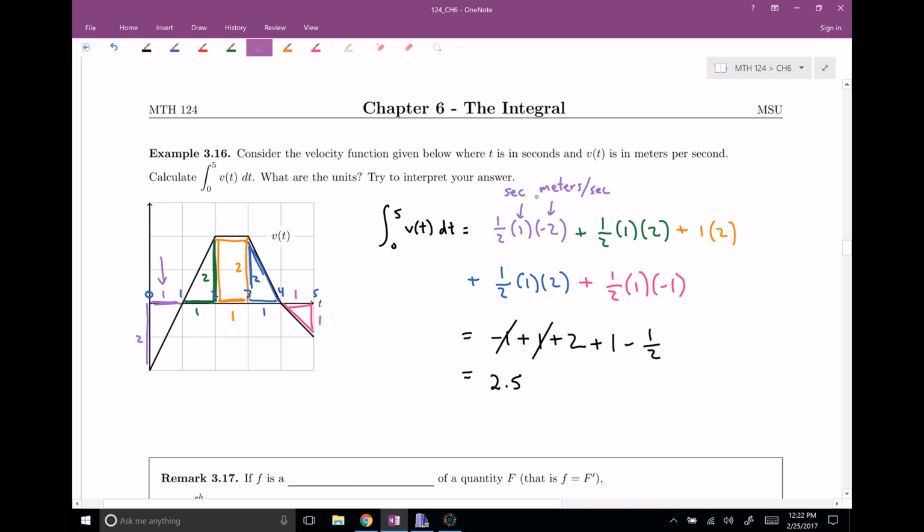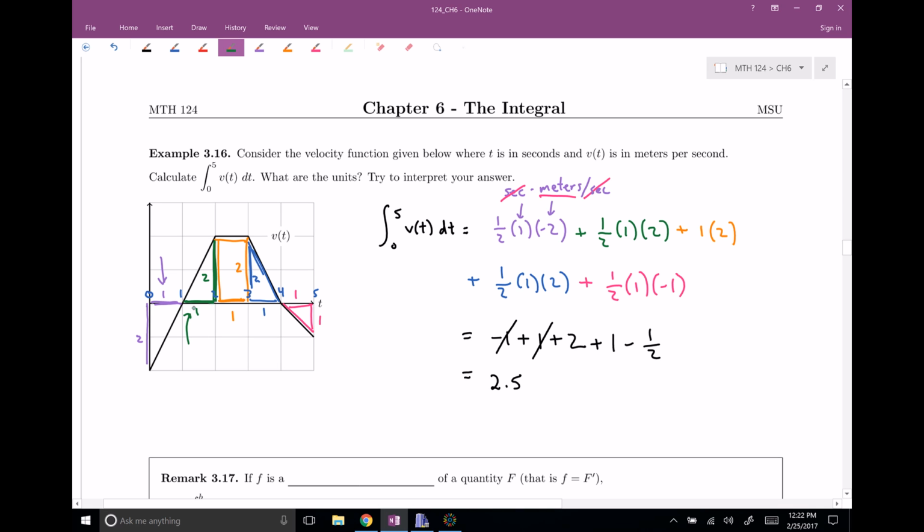And so if you were to multiply these two things together, the seconds and the per second, because of this division, would cancel out. And the units that would be left over are just meters. And the claim is this happens for every single one. Let me do one more. Let's do the green one.